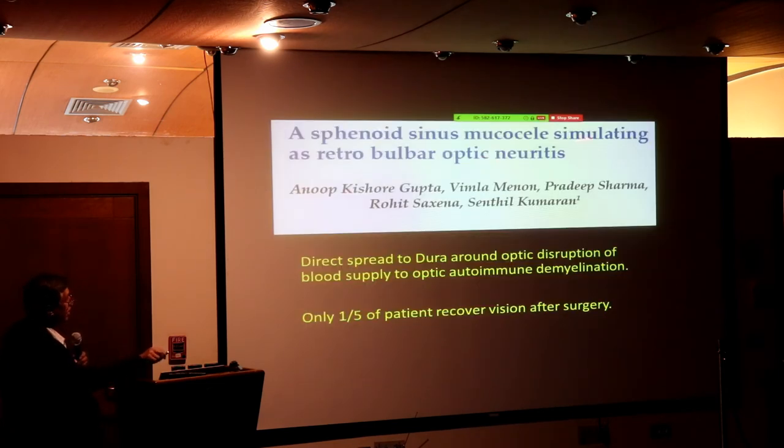Sphenoid sinus mucocele simulating retrobulbar optic neuritis. Decreased vision, a young person, a female, hysterical. Females are usually diagnosed as hysterical because they are refined creatures. We over diagnose their refinement.